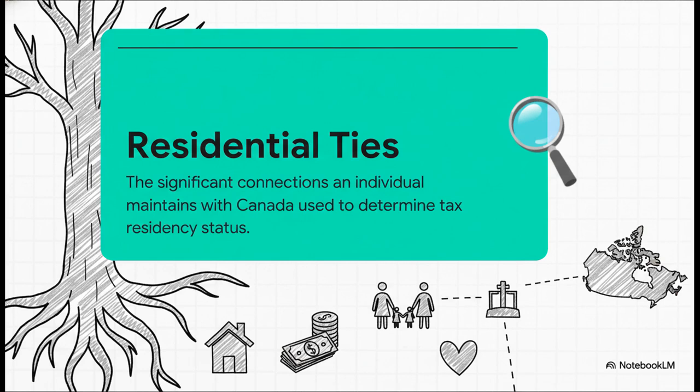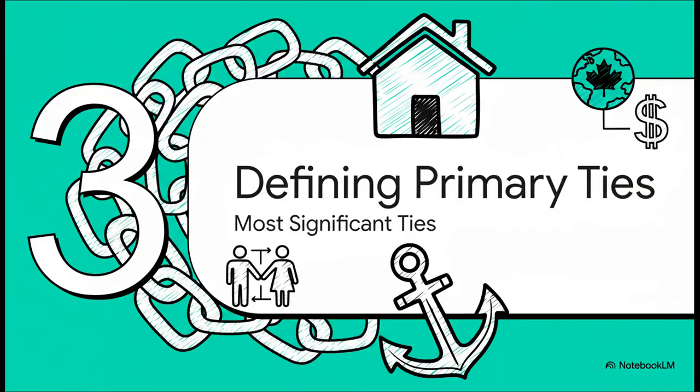So what are residential ties? Well, to put it simply, they're these significant connections you still have with Canada. I like to think of them as the roots that keep you connected to the country, financially, socially, and personally, even when you aren't physically here. Now, here's a key detail. The CRA does not see all ties as being equal. Not at all. Some carry way more weight than others.